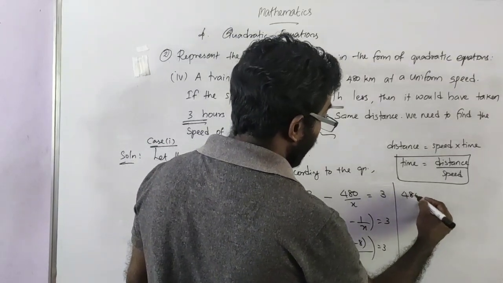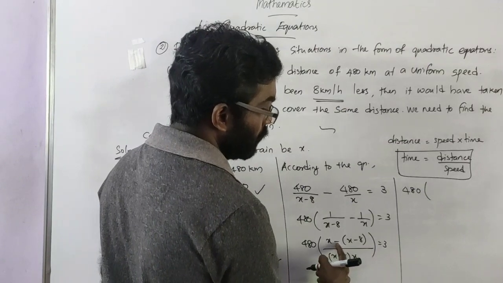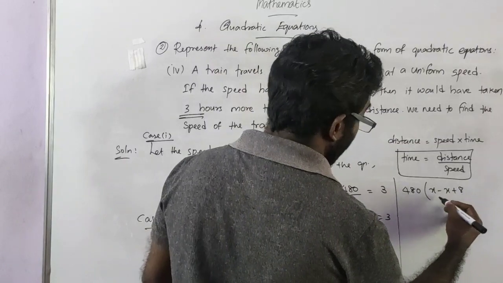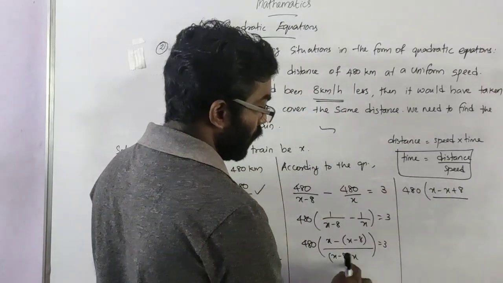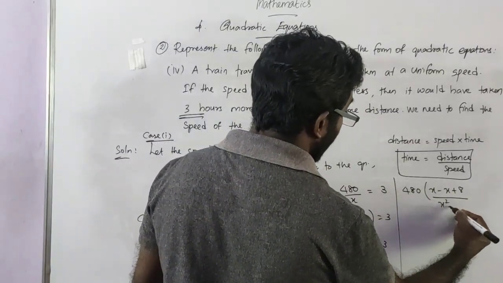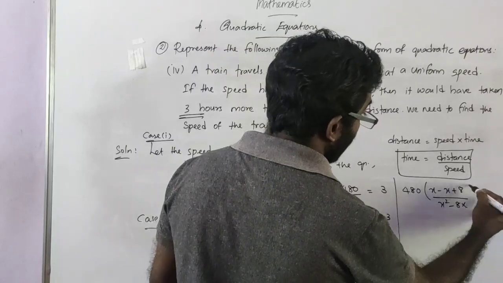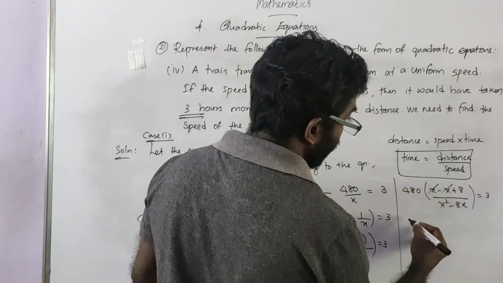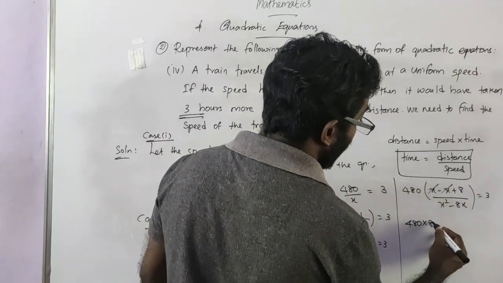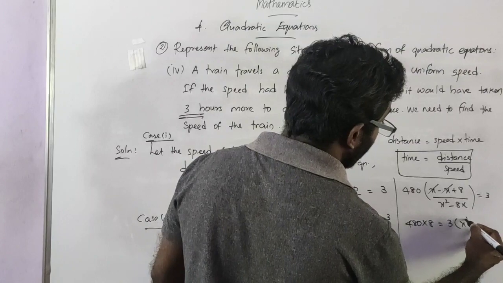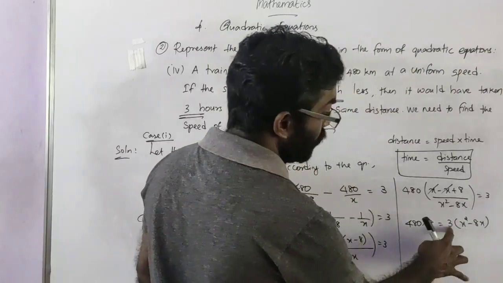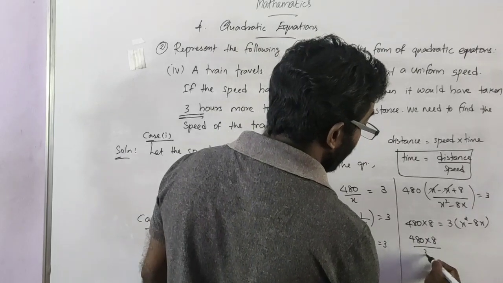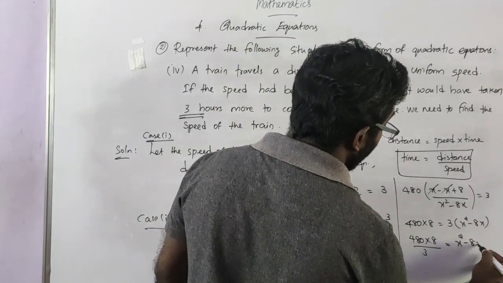That is 480 into, here we can multiply with this minus sign and remove the bracket. So x minus x plus 8 divided by, here also we can multiply x into x, x square minus 8 into x, minus 8x, which is equal to 3. x and minus x get cancelled. So 480 into 8 is equal to 3 into (x square minus 8x). This 3 we can divide here. So 480 into 8 divided by 3 is equal to x square minus 8x.